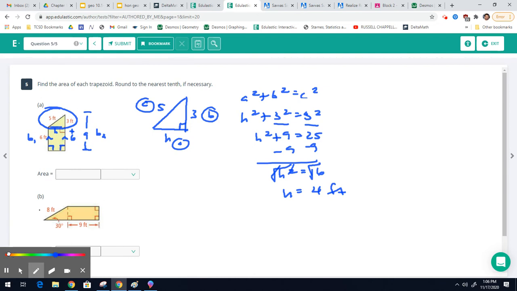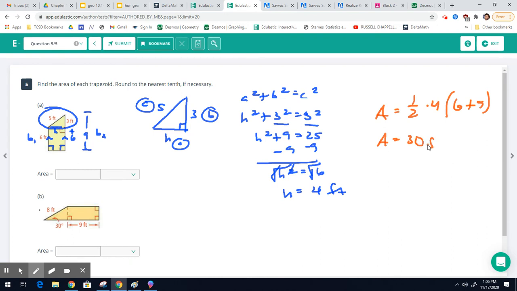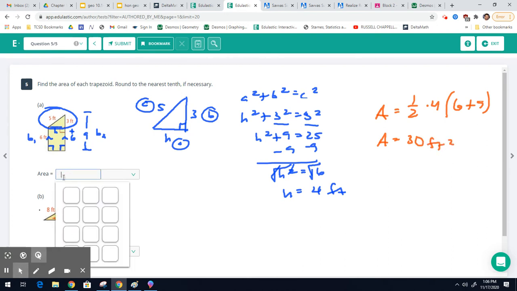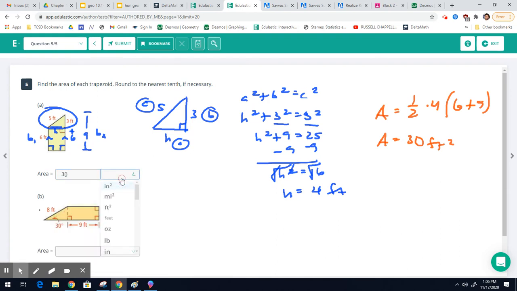And now, if I take a look at the area formula for a trapezoid, I take 1/2 the height times the sum of the bases, 6 plus 9. And we'll do this in my handheld calculator. And I got 30. So the area would be 30, and that would be feet squared. Don't forget about those right triangle ideas.